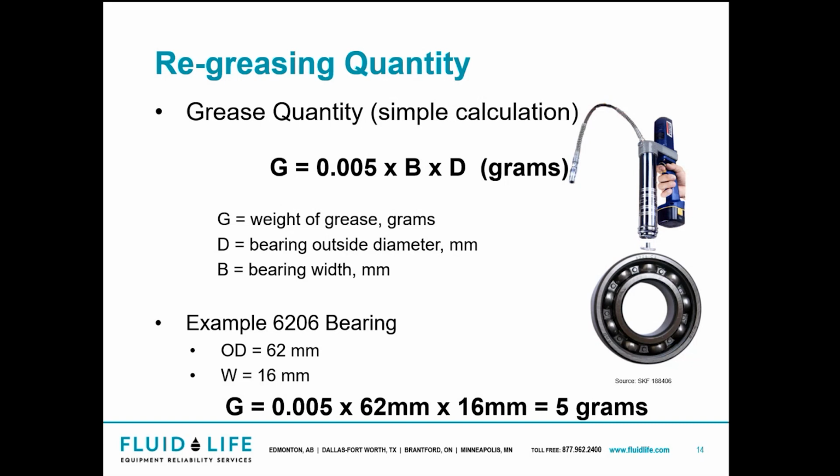When we're looking at these sealed bearings, we have this example here of a 6206 bearing. We take our OD and our width, plug them in with that constant value, and we get 5 grams. Going back to what I said before, 1 pump is 1 gram, so you would put 5 pumps of grease into that. So make sure that on your work orders or your PMs, it's written out in mass as opposed to your pumps or shots.